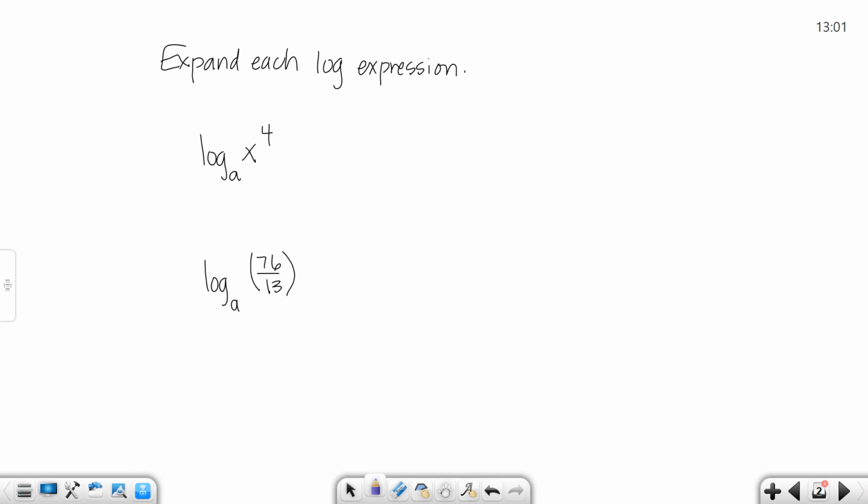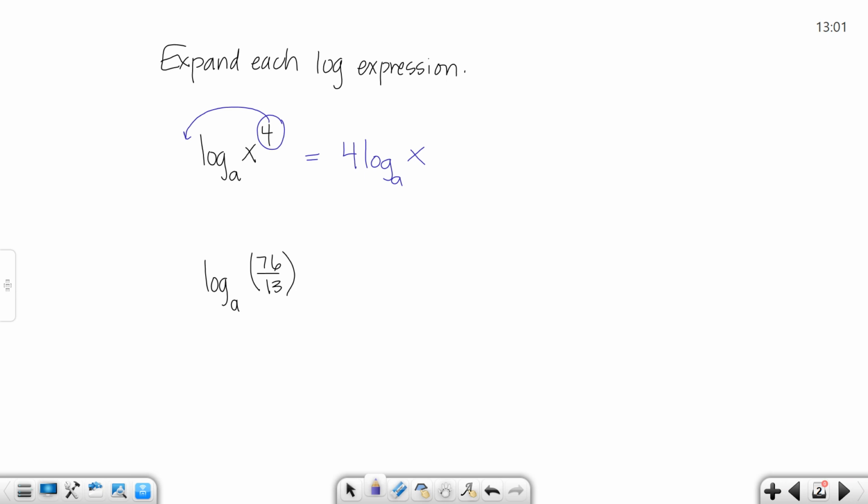So right here, I ask you to expand each log expression. This top one here uses the power rule. So I'm going to take this 4 and bring it out in front. So it would be 4 log base a of x. Please notice that the a is by the g's tail. It is not with the x.